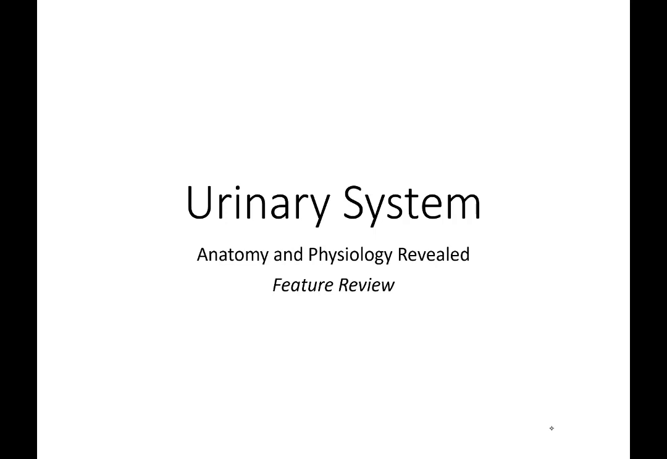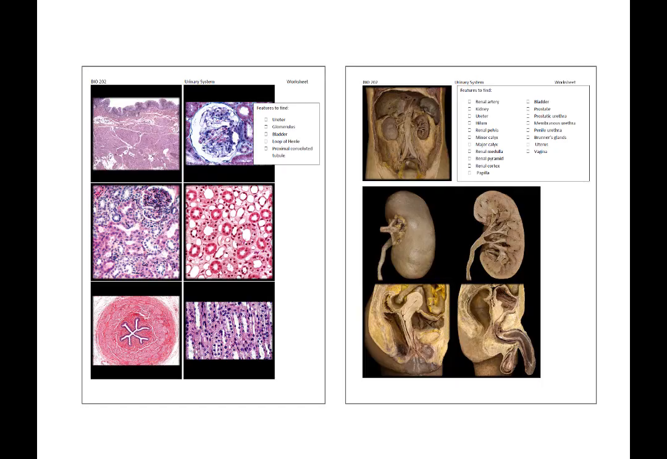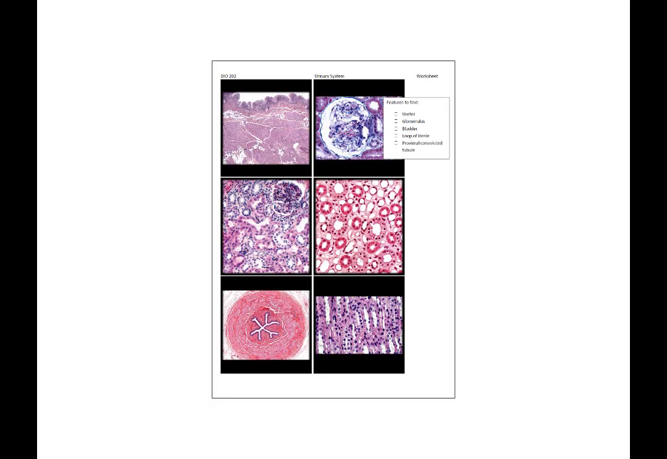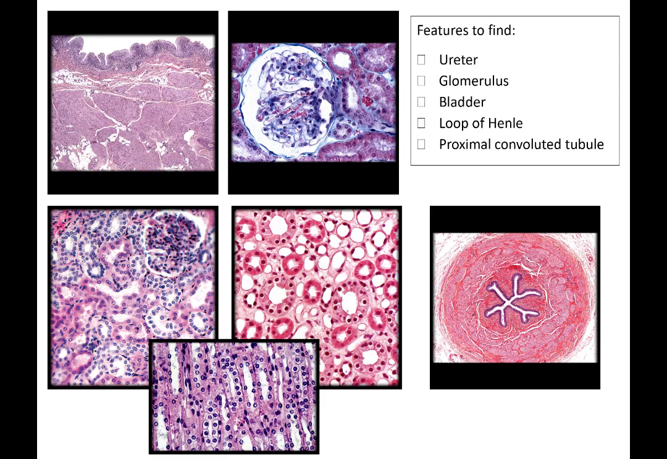The urinary system, we're going to go through the features from the Anatomy and Physiology Revealed site. I put together a worksheet for you to identify specific features utilizing images from the site. I'd like you to first identify the images on your own. On the first page is histology.